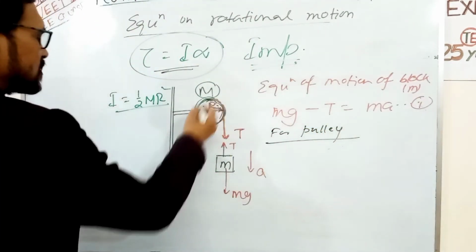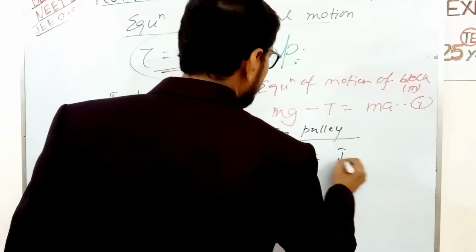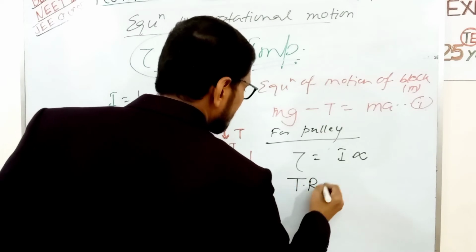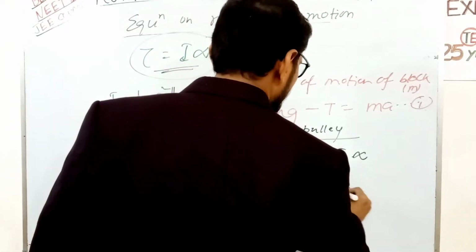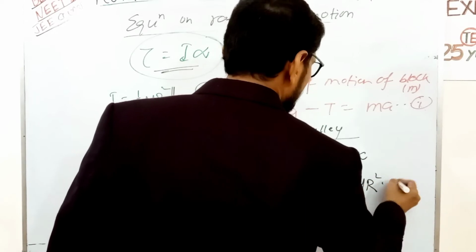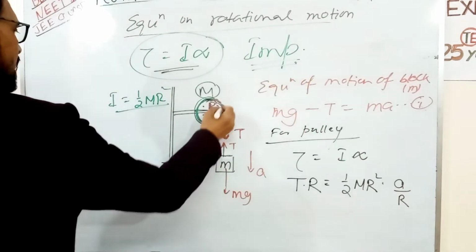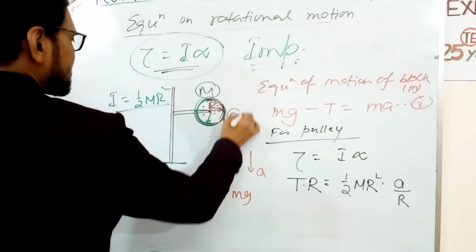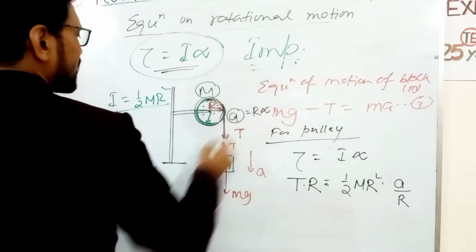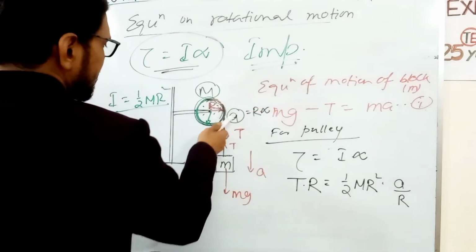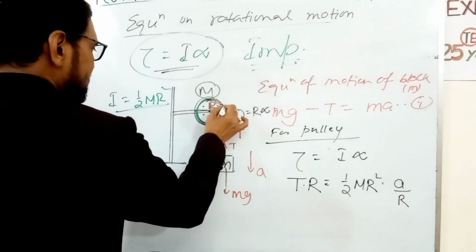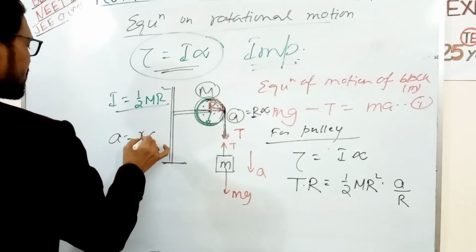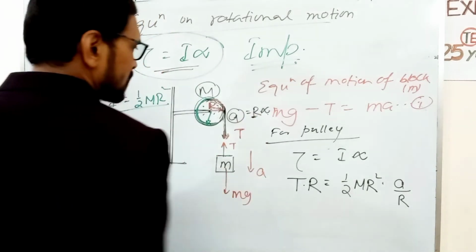For the pulley, what is the equation? Torque equal to I into alpha. Torque equal to what? T into r. I, the moment of inertia, is half mr square, and alpha equal to a by r, because here the string is not slipping, so the linear acceleration a equal to r into alpha. Here alpha is the angular acceleration.